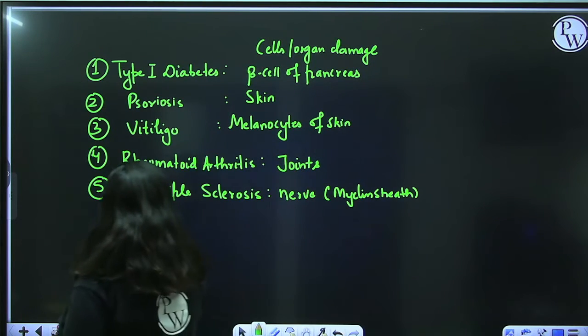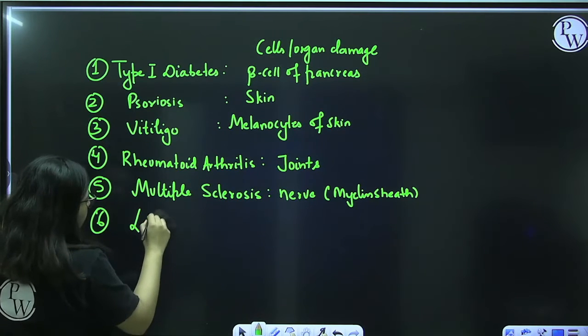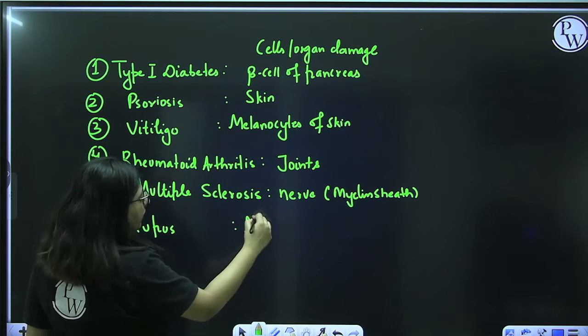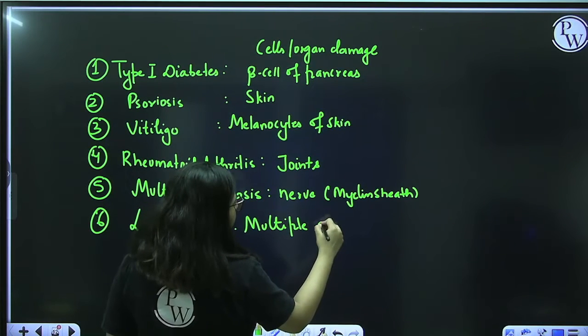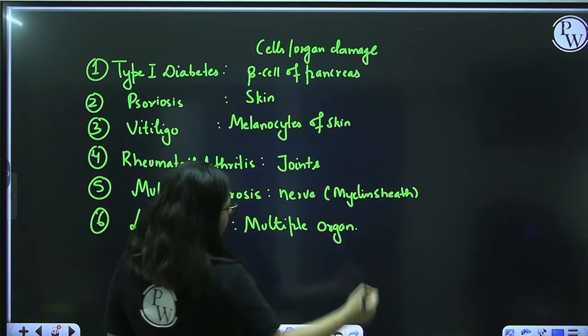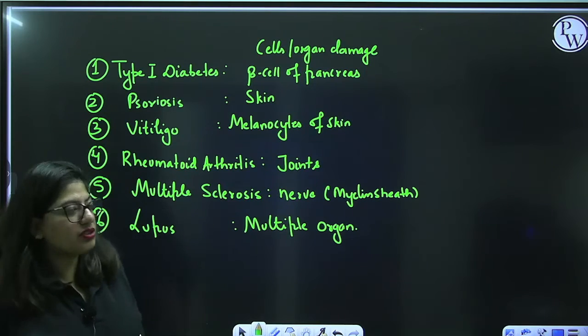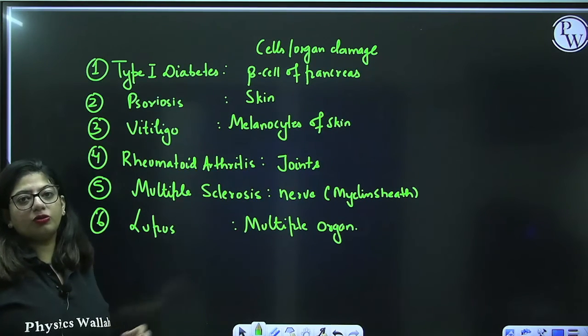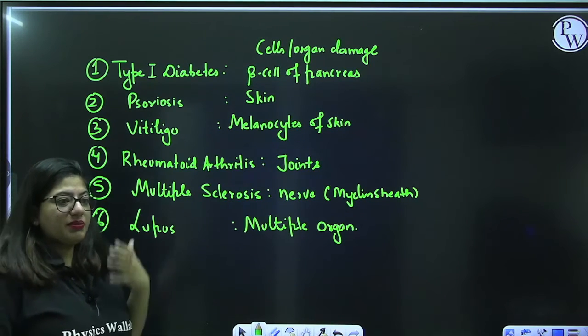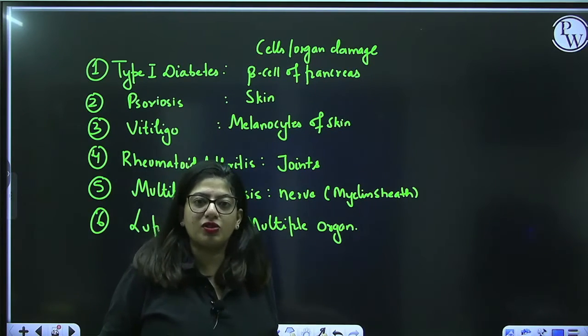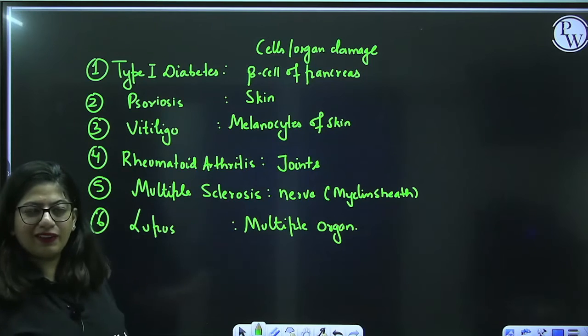Then we have lupus. In lupus, multiple organs can be damaged, one or multiple, or any organ can be damaged. For example, the kidney is damaged, just like that, or the liver is damaged. So these are some of the autoimmune disorders, and you have to learn each and every disorder, because sometimes they will simply ask you a question, find the autoimmune disorder from the following. You can easily find that out, right?